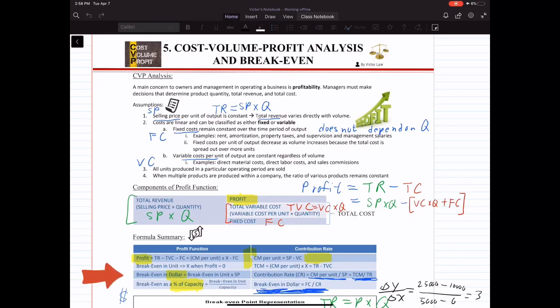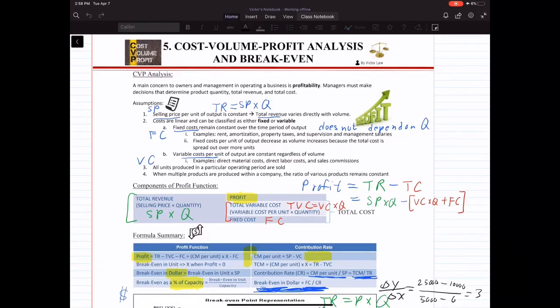When we're looking for the break-even points, we have 3 break-even points. The first is break-even point in units. The second is break-even point in dollars. And the last one is break-even as a percentage of capacity. The concept that you need to know is that the break-even point is basically when your profit equals 0. Break-even in units is basically the quantity produced when your profit equals 0.